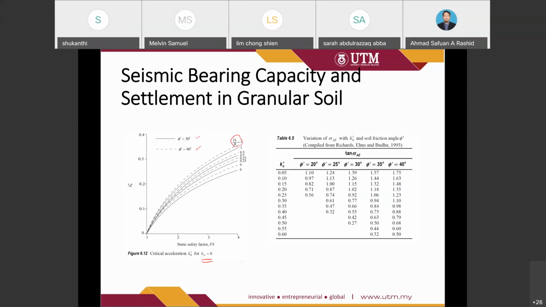Let's say the soil is placed on the top of the ground, so definitely D over B is equal to 0, where the foundation is not put below the ground surface. Or we can use this kind of graph, 6.5, to determine the Kh value. So this will be another approach.